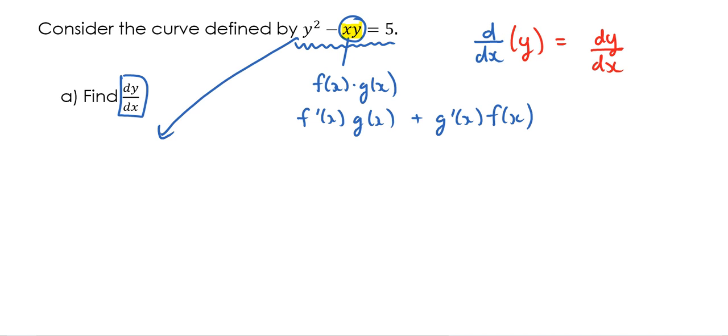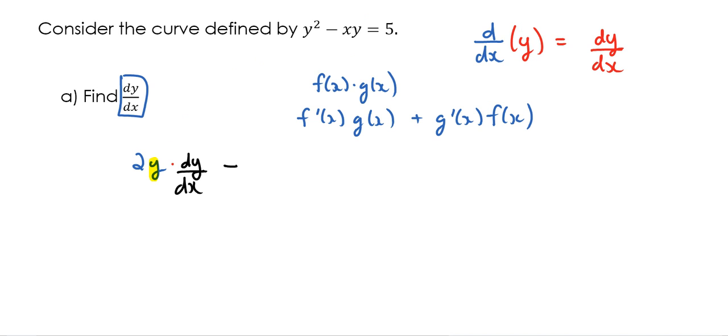The derivative of y to the power 2 is going to be 2y, and then using the chain rule, I need to find the derivative of this y term, so that's going to be dy by dx. Minus, as stated, I need to use the product rule here. So let's take the derivative of x first. The derivative of x is just 1, so this will be minus y. And then I want to take the derivative of y next, so I'll have a minus x, and the derivative of y is dy by dx, equals 2, and the derivative of 5 is just 0.